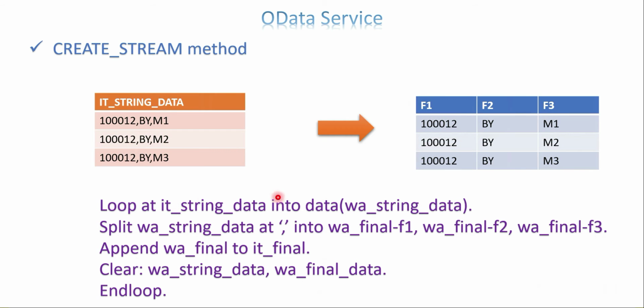Once this is done, step 2 is pretty simple. We have to use the split option. I'm going to loop this internal table and split by comma into a final internal table work area. Finally, the data is available in your final internal table to proceed further.